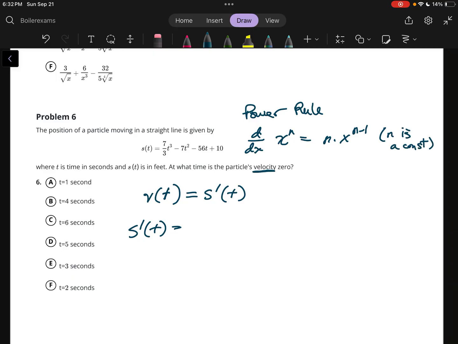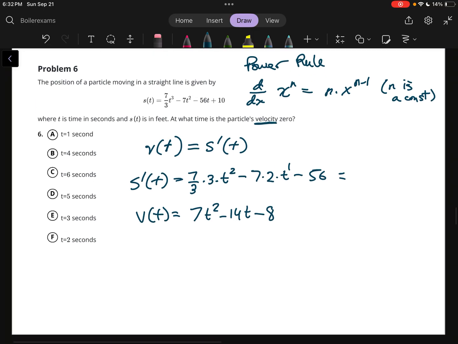Okay, so in this case, I would take 7/3 times 3 times t squared minus 7 times 2 times t to the power of 1 minus 56 plus 0. The 10 becomes a 0. And this is equal to 7t squared minus 14t minus 8. I'm going to write v of t, because again, velocity is equal to the derivative of position. Oh, I don't know why I wrote 8 here. This should be a 56.